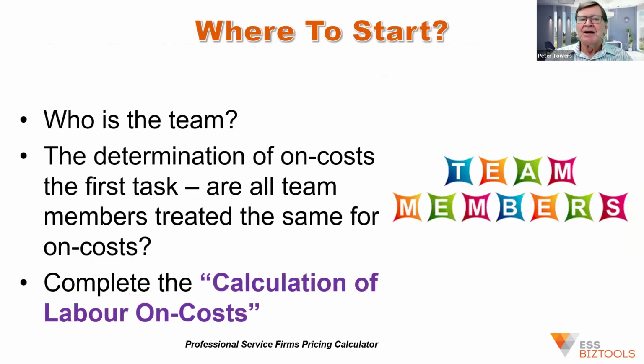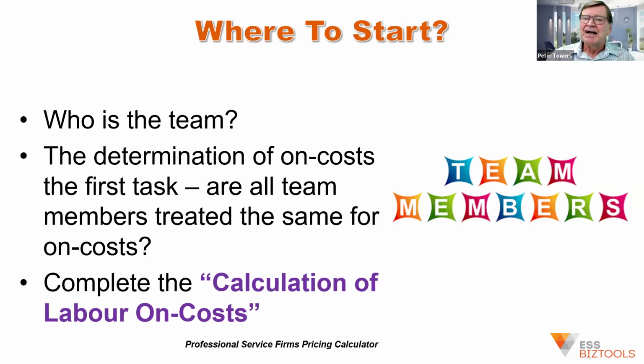Very important: professional services firms sell time in the main. They're selling the rewards from their team members', their partners' and their employees', efforts. What are the hours that are going to be able to be charged to clients? So who is the team? What is the classification of those team members? The first thing then to look at is calculating the on-costs.